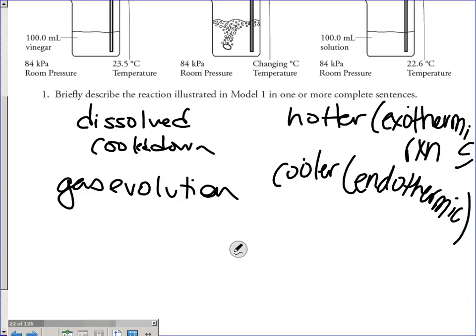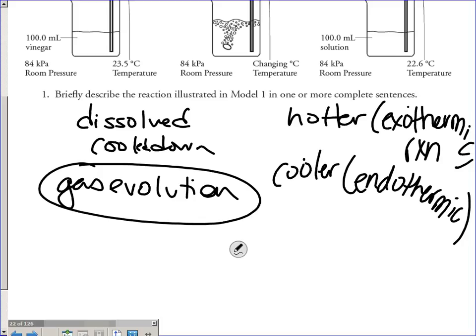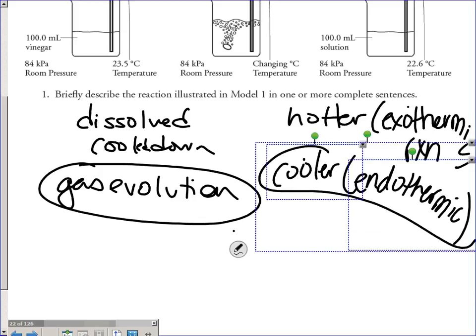So if we kind of did question 1 and 3 together, the other evidence of chemical reaction was the fact that the temperature changed and it got cooler. Okay, so that's kind of question 1 and 3 together. What are some things that stayed constant? Shout it out.